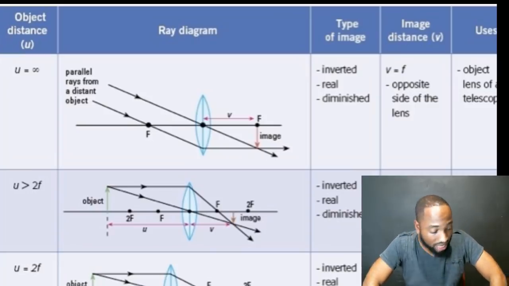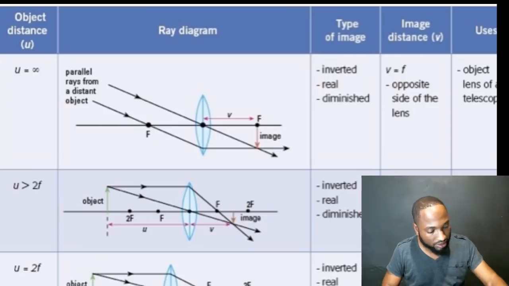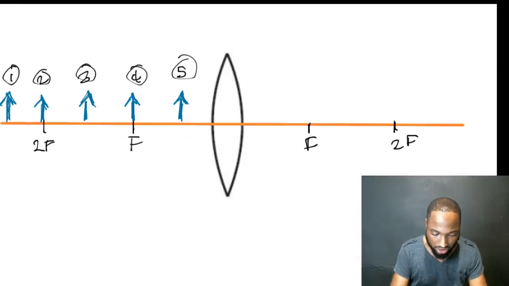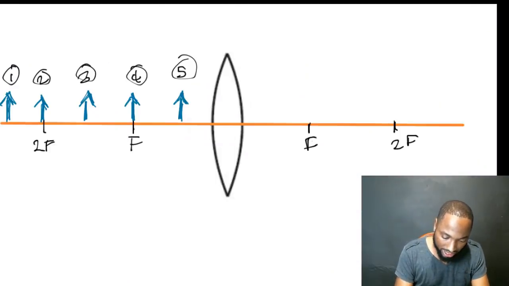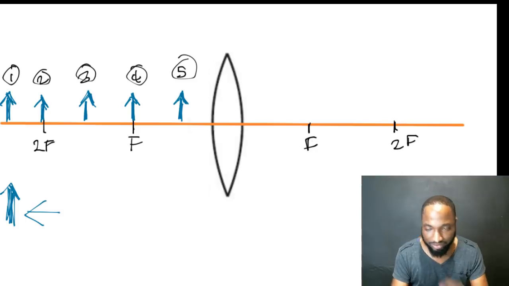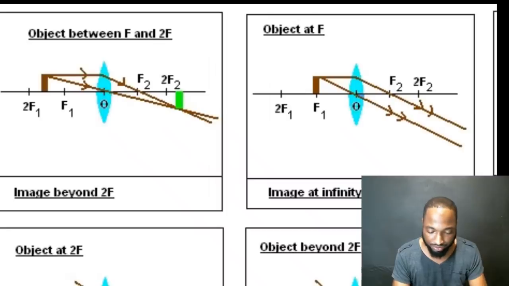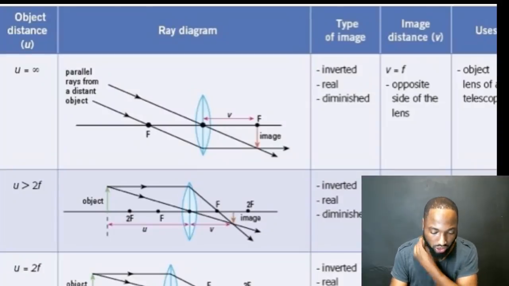Oh, I left out one. 1, 2, 3, 4, 5, 6. There are 6 situations, and there's the other situation, like if you have an image way back at infinity. So, okay, let's go through them.